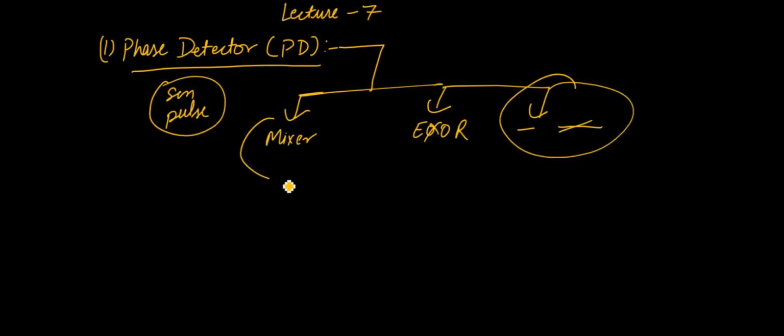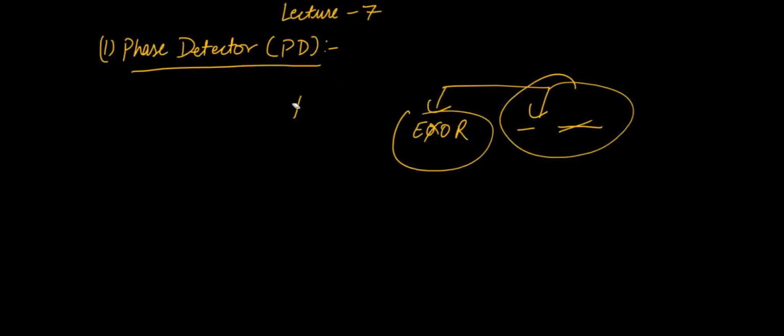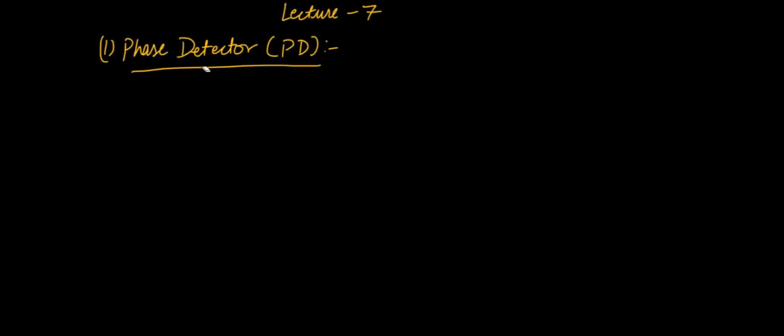First of all, why are we going to the mixer and the XOR? In a mixer, if we are using a sinusoidal input and output for the PD, then we have to multiply the input and output to get the phase error. So you can't use the mixer for pulse signals. Now let's do our first category, the mixer type PD.